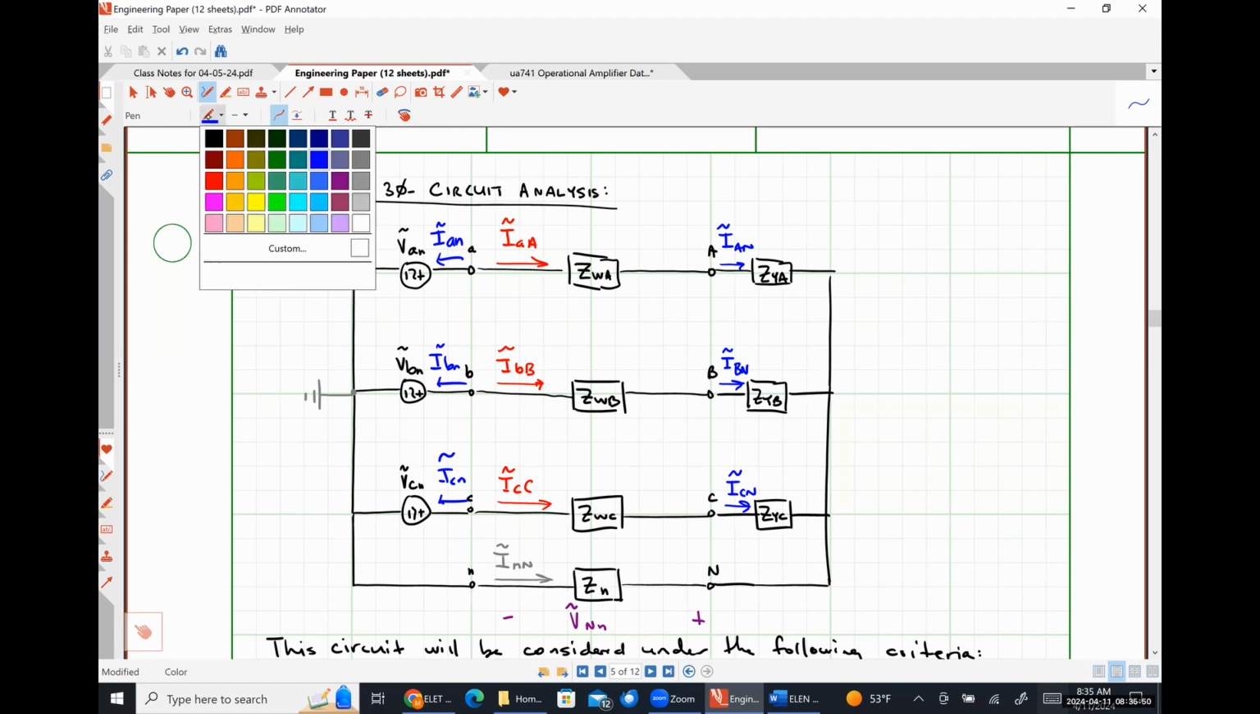What about my, trying to remember what color I did these in. I think it was just black.